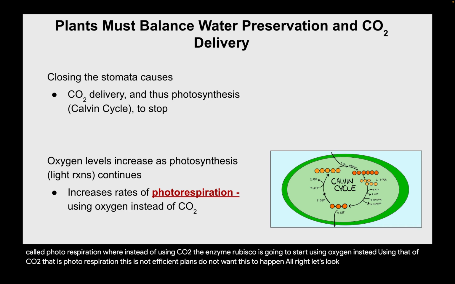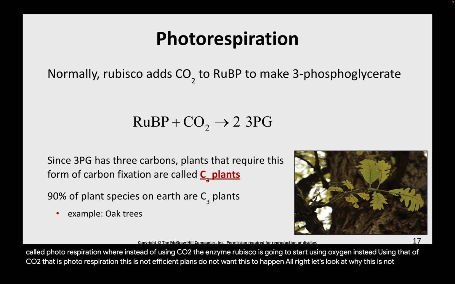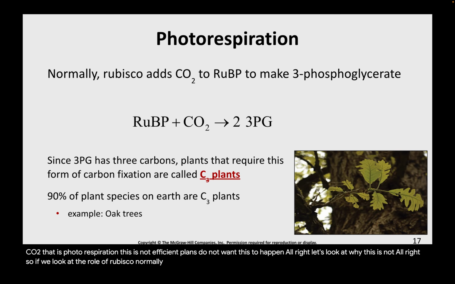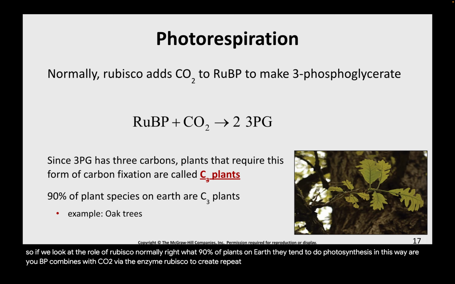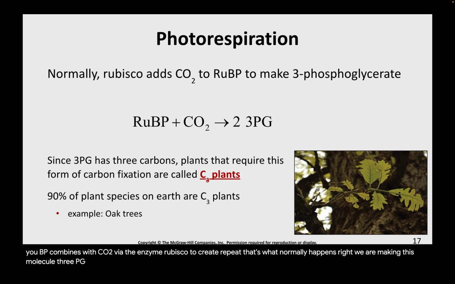All right, let's look at why this is not efficient. So if we look at the role of Rubisco normally, right, what 90% of plants on Earth tend to do in photosynthesis, RuBP combines with CO2 via the enzyme Rubisco to create 3PG, 3-phosphoglycerate. That's what normally happens, right? We are making this molecule 3PG, 3-phosphoglycerate. It has 3 carbons in it. Thus, plants that go through this process, we call C3 plants.